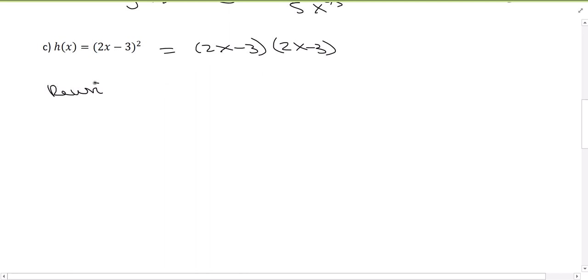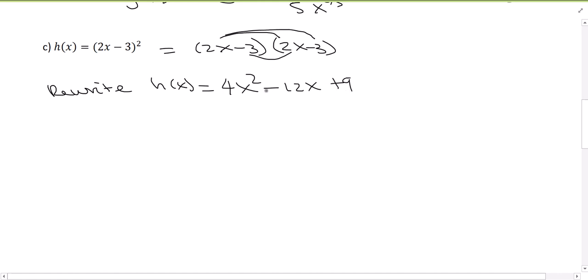or I can just multiply it out. So I can rewrite h of x as equal to, multiply this out. So I get 4x squared, what's this? So 4x squared minus 6x minus another 6x, so minus 12x, and then plus 9. And now I can take the derivative. So the derivative will be 8x minus 12. And that's it. So the trick with this one is just multiply it out.